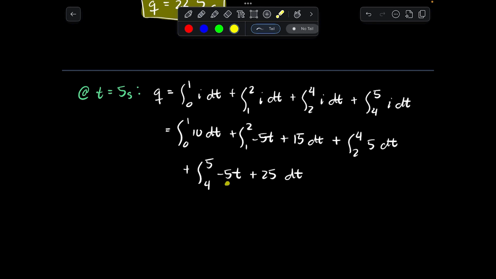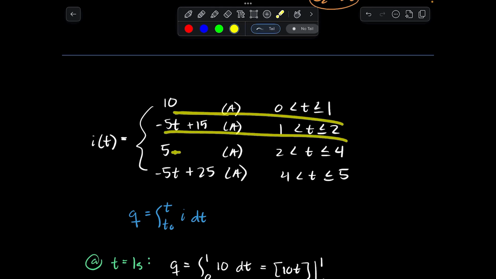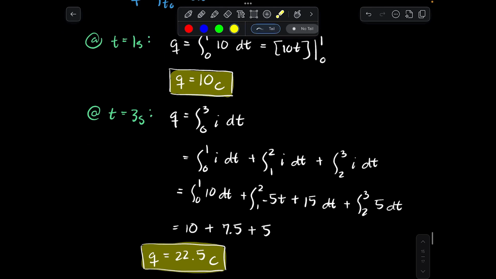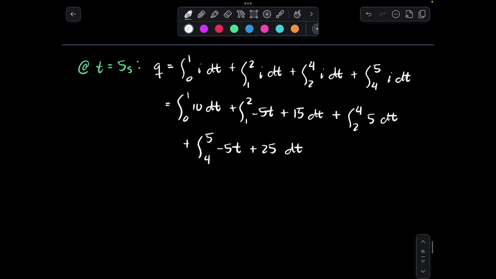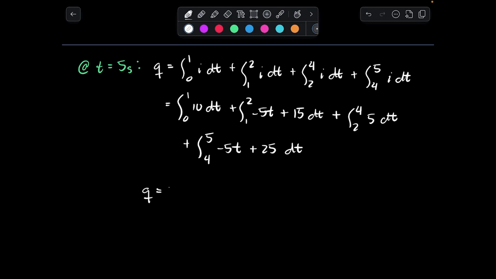These are just, again, the equations in our different intervals here in our piecewise function. Again, I'll let you guys solve for these integrals part by part. And in the end, we get a total value of 30 coulombs. Total charge from 0 to 5 seconds. And that's our final answer using our second method of calculus.